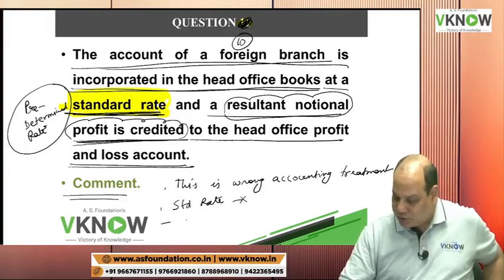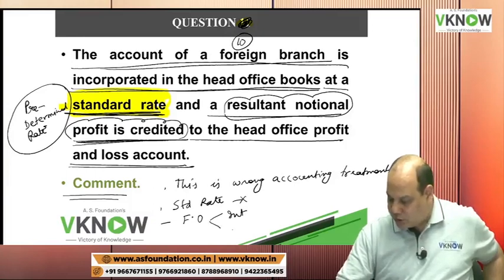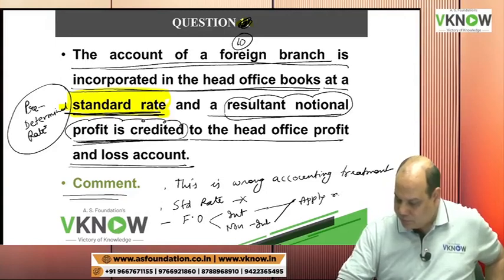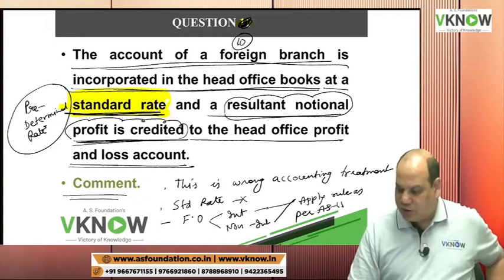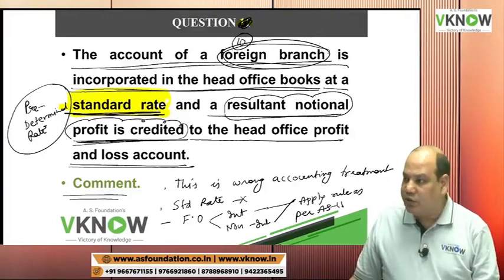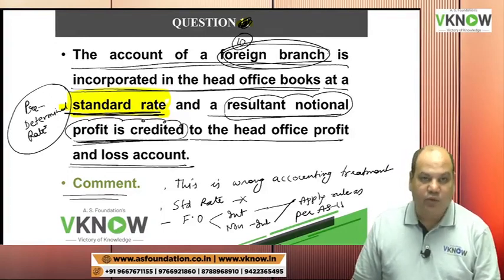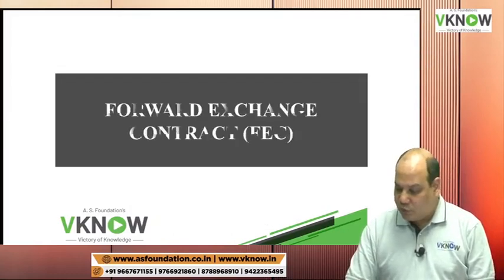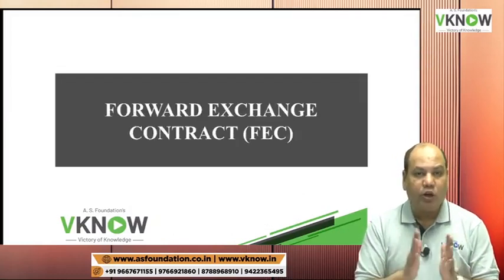You have to first check whether this foreign operation is integral or non-integral. Then apply the rule as per AS-11 for converting the trial balance of foreign branch. So what this company has done is not in line with the principles given in AS-11. So these were the few questions on foreign operations.